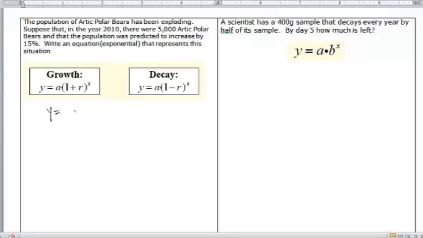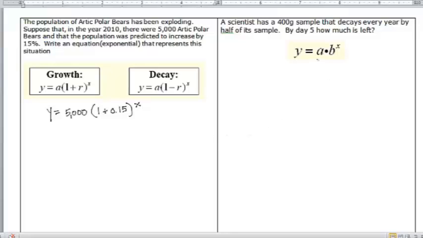Y equals A represents the original amount. In this case, it's 5,000 times 1 point, the percent increase. So 15% can be written as 0.15, and we don't know the number of years, so we're going to go ahead and put X as the number of years. So this is the equation that we would use for this example. Let's move on to the next one.